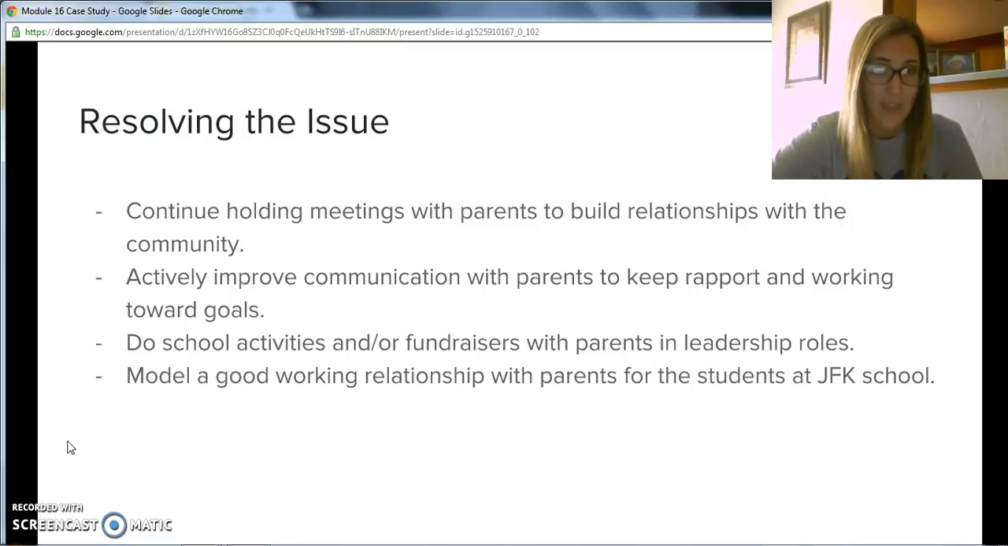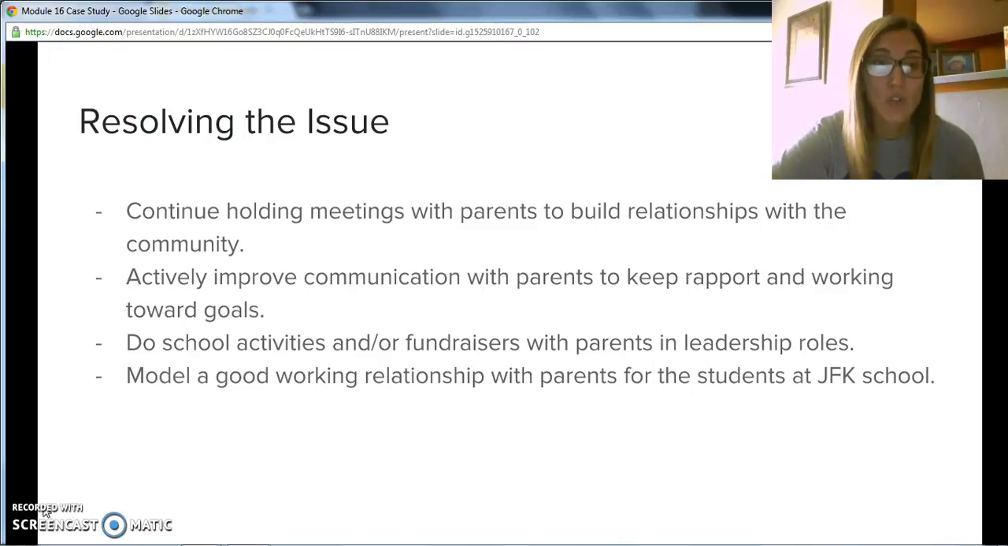Resolving the issue and continuing to work toward getting rid of this negative attitude around parent organizations is to continue holding meetings with the parents, so I can continue to build relationships with the community, and would then actively improve the communication with parents, because obviously sending a note home Friday for Monday meeting is showing that there is some sort of problem with communication. So through that improved communication, I would want to keep building that rapport with the parents and working toward goals that we had set in place at these meetings.